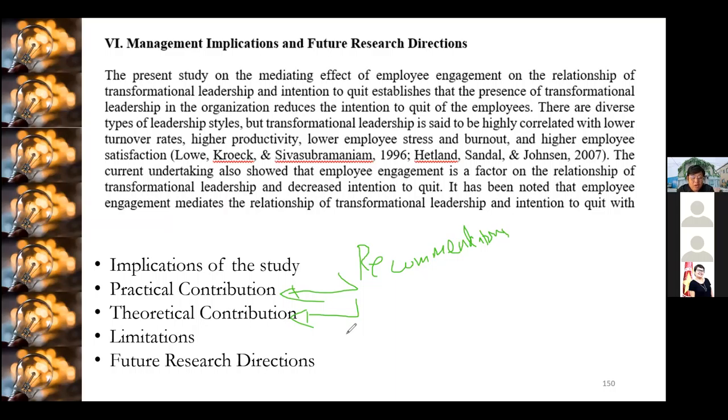So typically, ito yung usual na hinahanap ng reviewer. Okay? So for example, you mentioned practical but you fail to identify theoretical, the reviewer will require you to identify the theoretical contribution of your study. Okay? So these are the 5 things na hinahanap ng reviewers in the conclusion section. Okay? So let me stop muna dito before I discuss further yung mga nitty-gritty ng research publication.